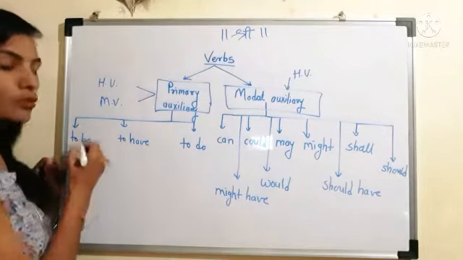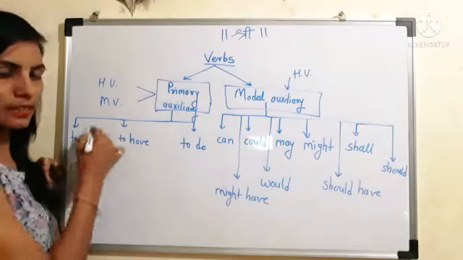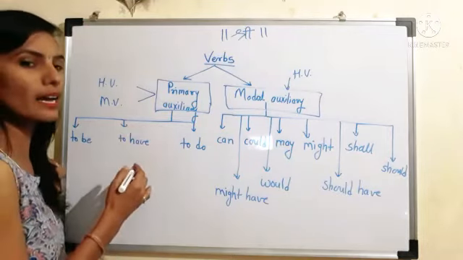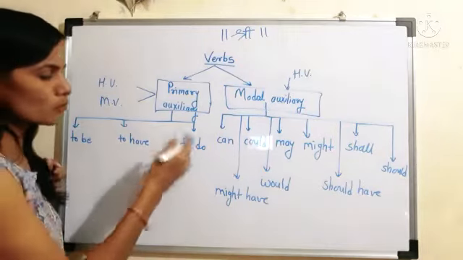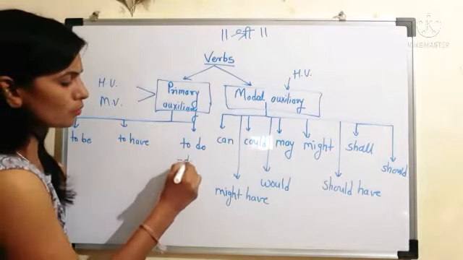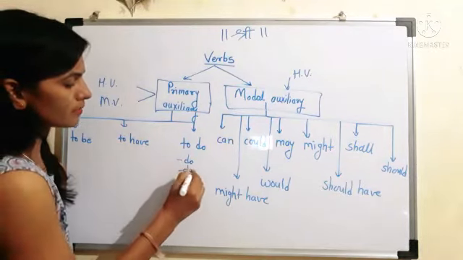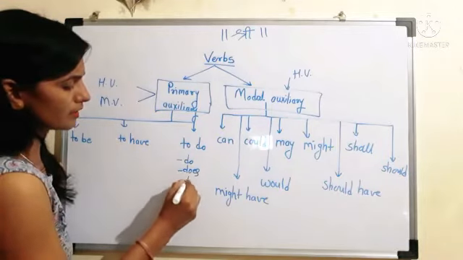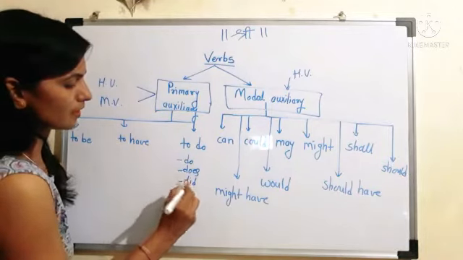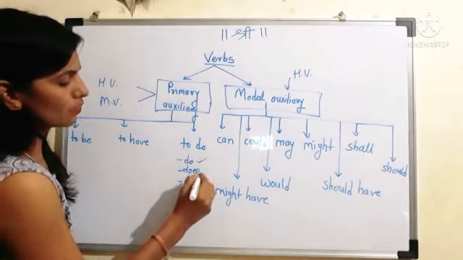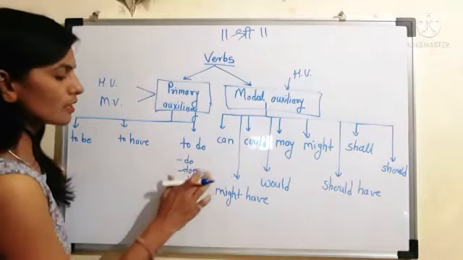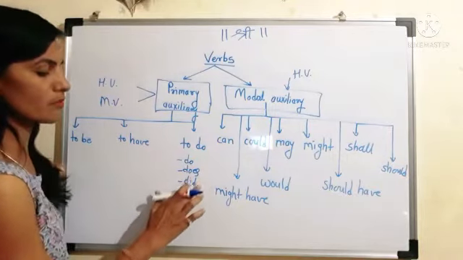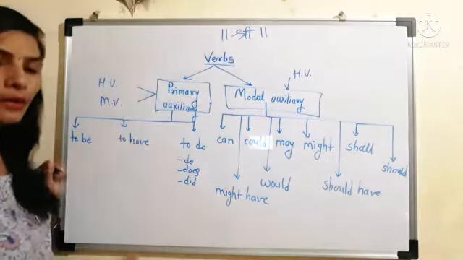First is to be's form. This is the first form. Then the second form, to have's form. Then the third one is to do's form. So under to do's form we can take do, does or did, right? Do, does or did. In present tense we can use do and does, and in past tense did. So these are the to do's forms which are considered primary auxiliary.